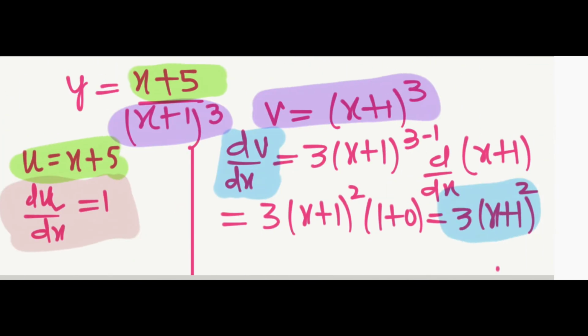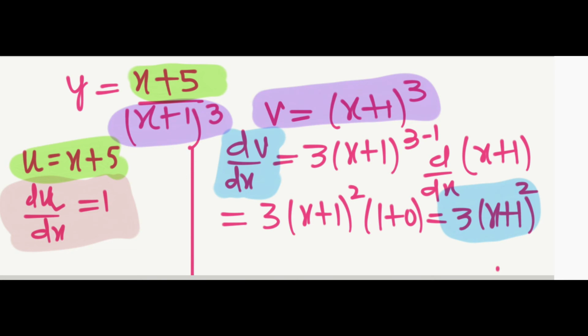Again, take another example. Let y equal x plus 5 upon x plus 1 whole cube. Now here the u function is u equals x plus 5 and the denominator v function is x plus 1 whole cube. Now notice in the denominator it is the cube of the function. So you cannot drop that value 3. So v should be written as x plus 1 whole cube.